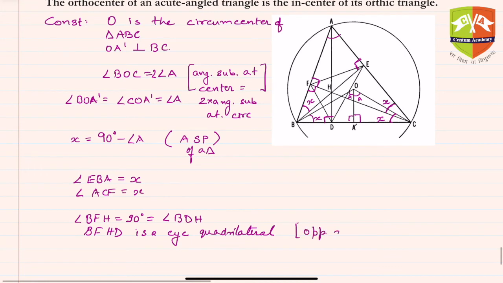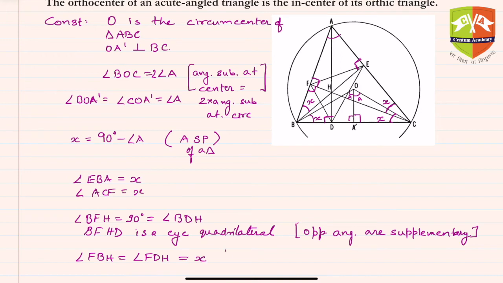So opposite angles are supplementary. So hence we can say that BFHD is a cyclic quadrilateral. Hence I can say angle FBH will be equal to angle FDH, and hence this is equal to X. Why is this? It's nothing but angles subtended by an arc on the circumference are the same, isn't it? So if you imagine a circle like that, then HF is subtending angle B and angle D. So hence both of them will be X. So hence I am writing this angle is also X.